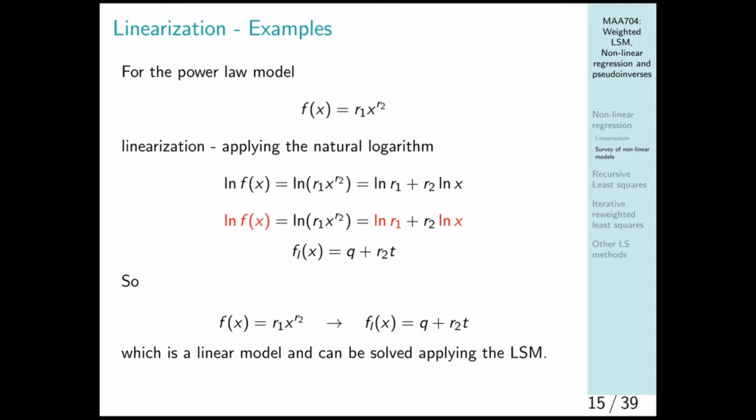Now, the next interesting one is the power law model, in which what we want to estimate is R1 and R2 here. We're going to use the same trick, applying a natural logarithm. So our linearized function is the logarithm of this function, which is logarithm of R1 plus R2 logarithm of x. This is really important here, because it's not enough that we use a change of function, we also have to do a change of variable. In this case, we call natural logarithm of x equal t, and now we have this linearized function of x, which is q plus R2 times t. Now, this is a linear model in terms of t, of course.